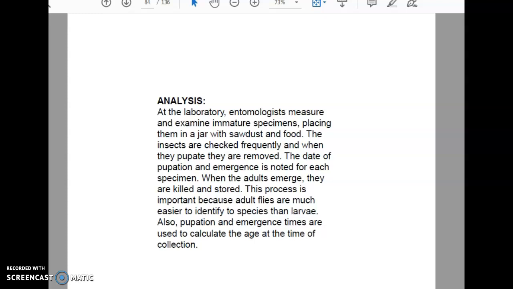The date of the pupation and the emergence is noted for each specimen, and when the adults emerge, they are killed and stored. This process is important because adult flies are much easier to identify to species than larvae. Also, pupation and emergence times are used to calculate the age at the time of collection.